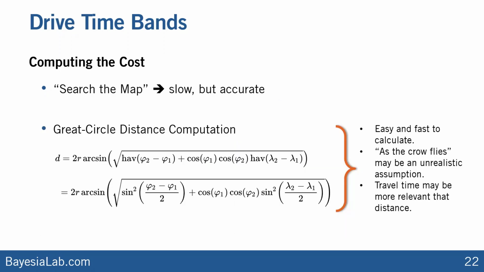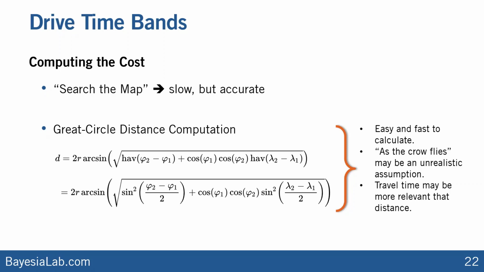So you may say, hey, why don't we take a shortcut here and make things simpler for us? And instead of searching the map directly, which is accurate but relatively slow, why don't we just compute the distance as the crow flies? And in fact, there are very simple formulas that allow us to compute that. But sometimes that may be an unrealistic assumption, or sometimes you may be more interested in travel time than in distance. So here's our idea of how to do things differently with Bayesian networks.